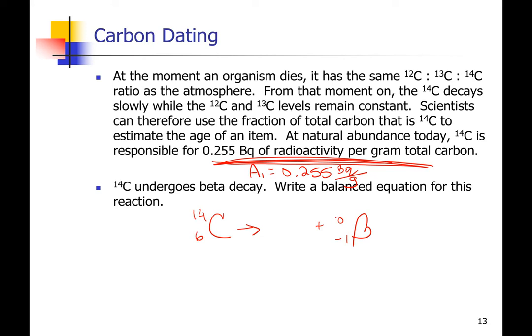Then to balance the equation, our mass numbers have to balance, our atomic numbers have to balance, so 14 is equal to 14 plus 0, 6 is equal to 7 plus -1, and element number 7 is nitrogen. And again, if you didn't know that, look it up on the periodic table. So we are seeing that the natural product of the decay of the carbon-14 isotope is nitrogen-14, which is a nice, stable, super common isotope of nitrogen.